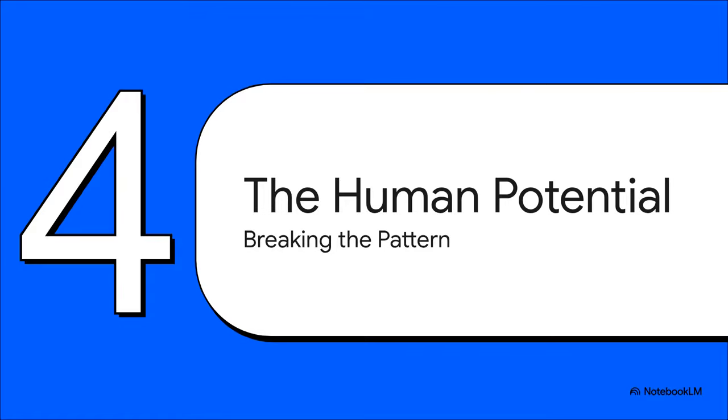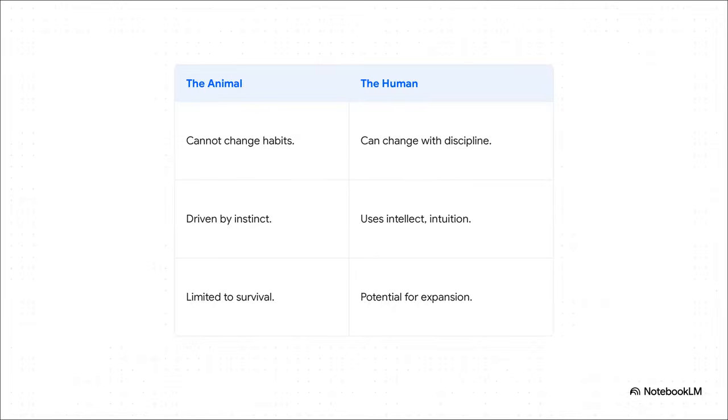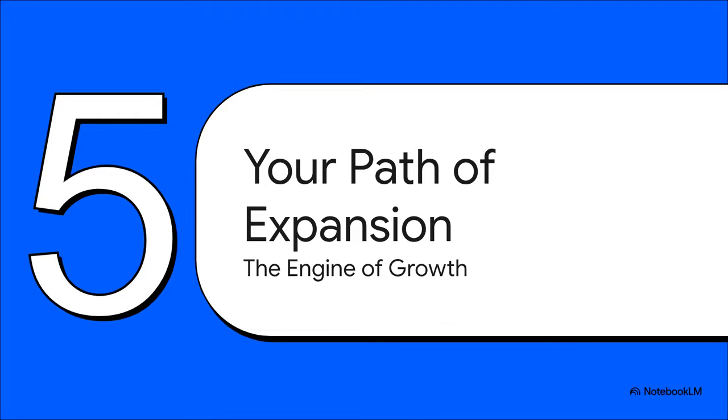And that brings us to the final stage. This is the one that defines our unique potential among all other life forms on this planet. This is where we finally get to break the pattern. And this really is the fundamental difference, isn't it? An animal is, for the most part, trapped by its programming, but a human can step back and actually observe that programming. We have this unique, incredible ability to see our habits, to question our instincts, and to consciously choose a different path.